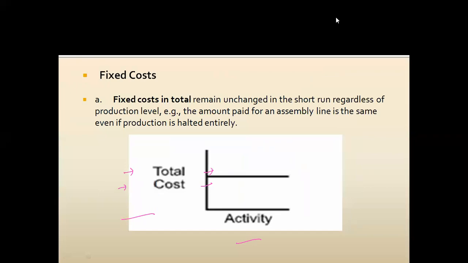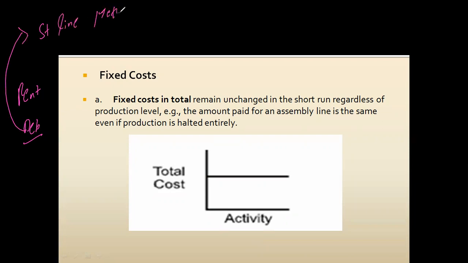Now, students, we will discuss the fixed cost. What's the behavior of fixed cost? Fixed costs in total remain unchanged in the short run, regardless of the level of production. The best examples for fixed costs are paying the factory rent and charging depreciation. When you charge depreciation as per the straight line method, then depreciation is a fixed cost. If you are using the unit of output method, depreciation will be considered a variable cost. So it falls under the fixed cost category in case you are using the straight line method of depreciation.